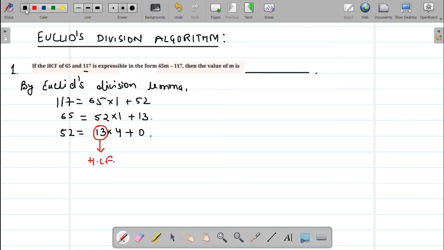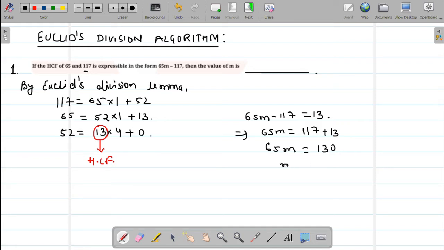So I come back to the question that 65m minus 117 is equal to 13. So this implies 65m is equal to 117 plus 13, and 65m is equal to 130. So m is equal to 2.